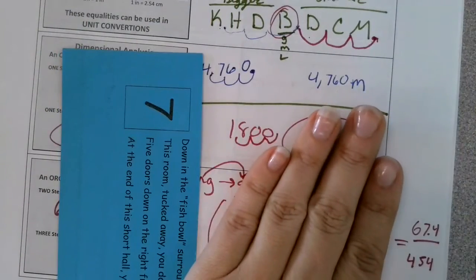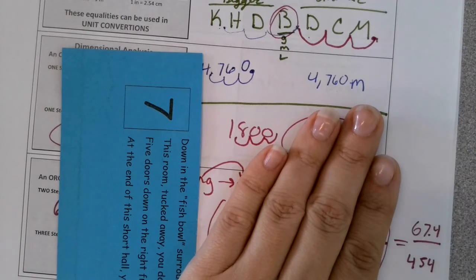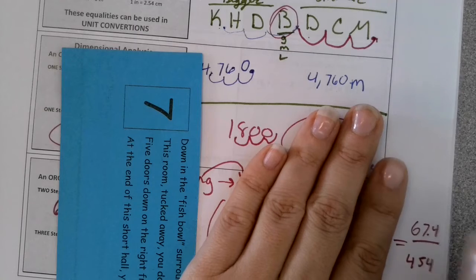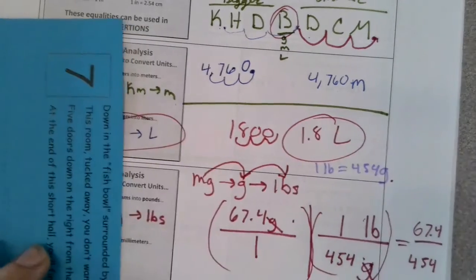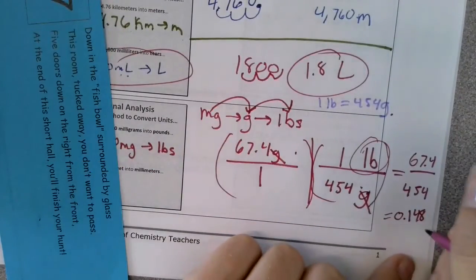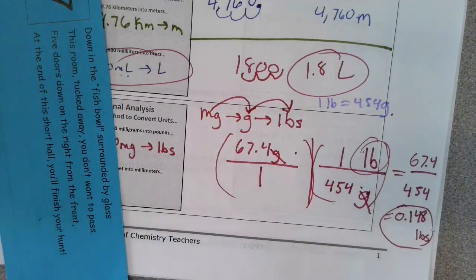And so you can simply, using a calculator on the computer or on your phone, or if you have a special calculator, you can use it. 67.4 divided by 454, and that should get you 0.148. Now we know grams canceled out, and we're left with pounds, so our units should be pounds.